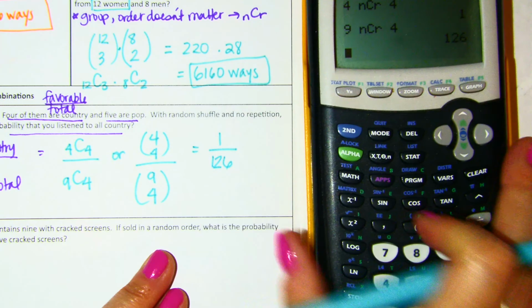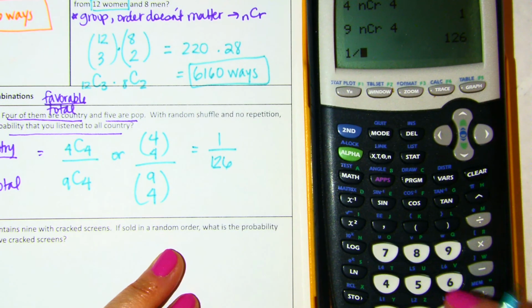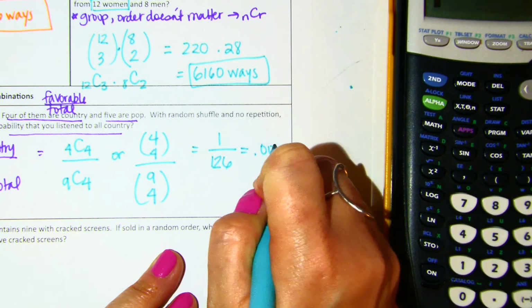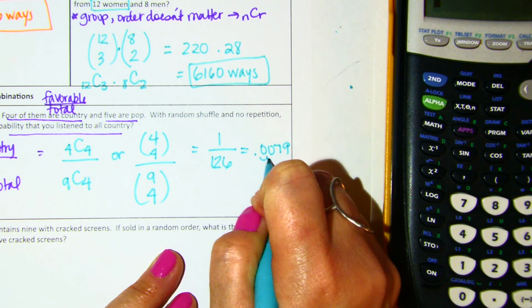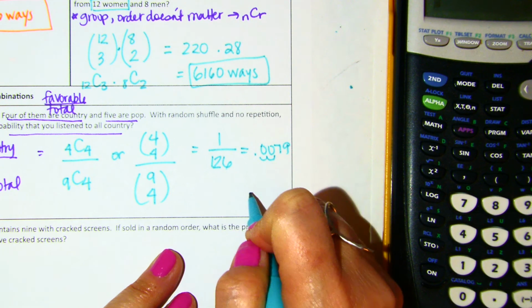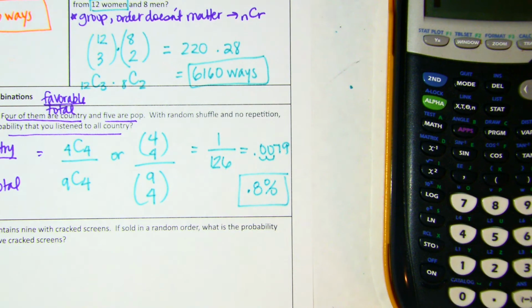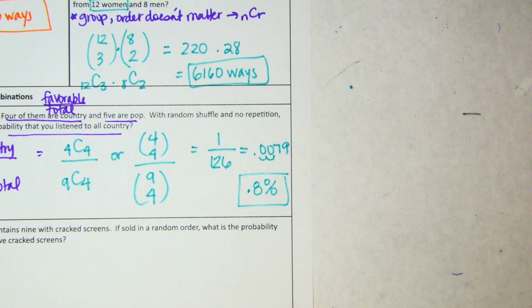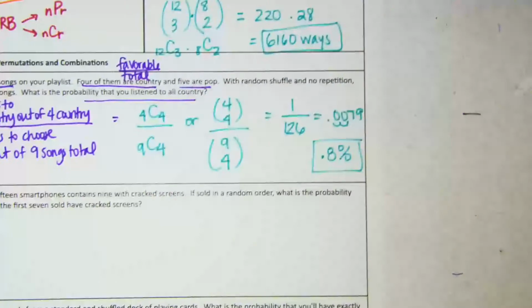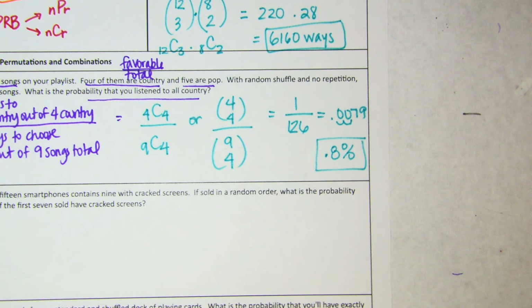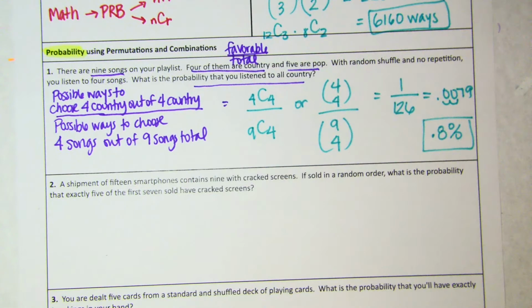Now with probability, usually we like percents. So this is going to give us 0.0079, which is about 0.8% when you move the decimal 2 places. All right. So why don't you try number 2 and 3? Well, let's do 2 together, and then you can try 3 on your own because it's more similar to that.